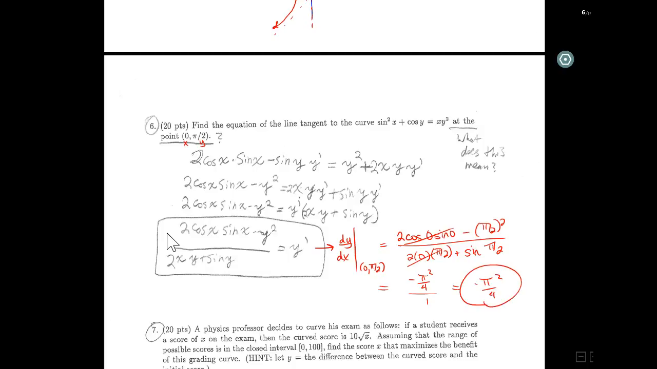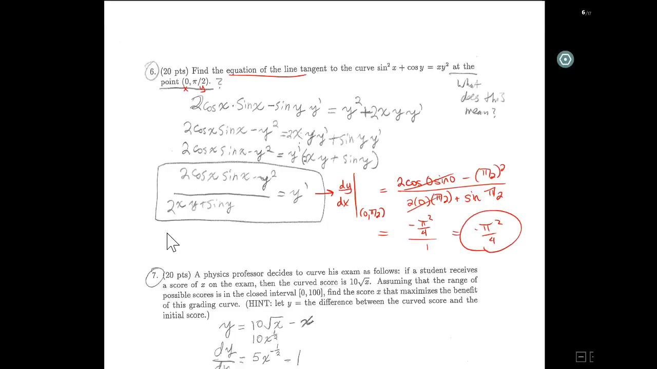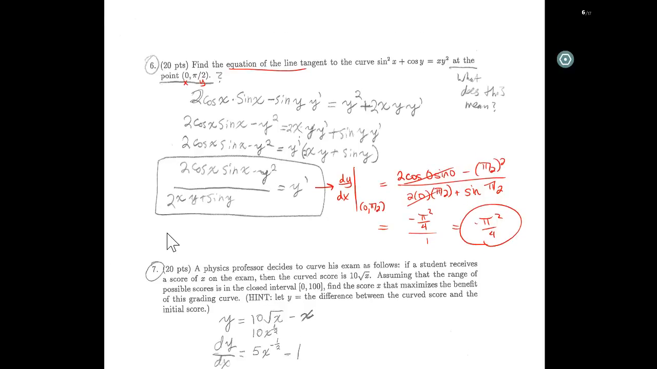Oh, I'm sorry. The equation of the line tangent. So this is actually just our slope. So now the equation of the tangent line. What do we need to find the equation of a line? We need the slope. Remember, dy/dx is slope. And we need a point, which we have. So it's going to be y minus pi over 2 equals negative pi squared over 4 times x minus 0, or just times x. So y equals negative pi squared over 4 x plus pi over 2.